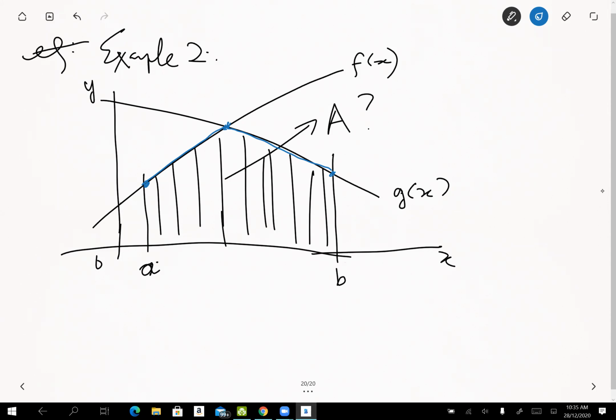In order for you to find the area under f and the area under g, what do we need? What do you need in order to get the area? There is another thing that we need in order for you to find the area A, the area under f and then the area under g. What do we need? Anybody?